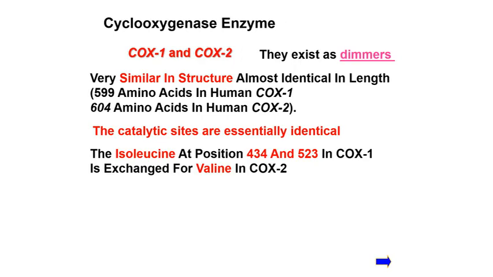The isoleucine amino acid present in position 434 and 523 in COX-1 is exchanged for valine in COX-2. That's to say, COX-1 has an isoleucine residue at these two positions, 434 and 523, while COX-2 has valine instead.